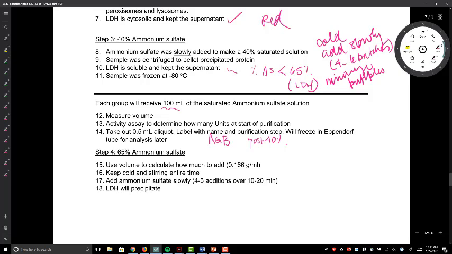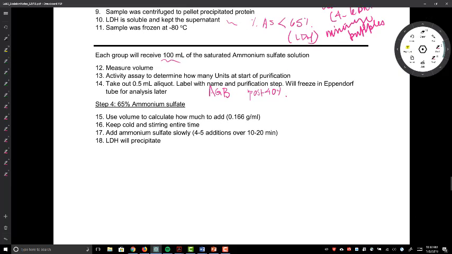Then you're going to launch into your 65% ammonium sulfate calculation. So we already did the math for you to determine that you need to add 1.166 grams of ammonium sulfate for every mil of solution you have. So you can do the math based on your volume to figure out how much ammonium sulfate you need to weigh out. Then you're going to put your solution in a beaker, surround it with some ice on a stir plate, and keep it stirring.